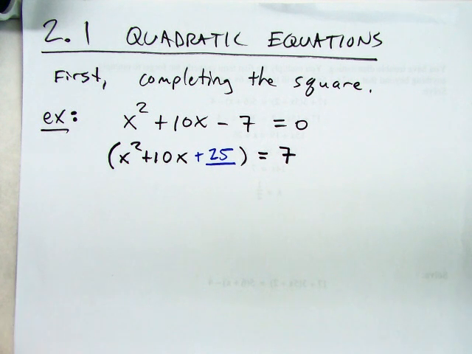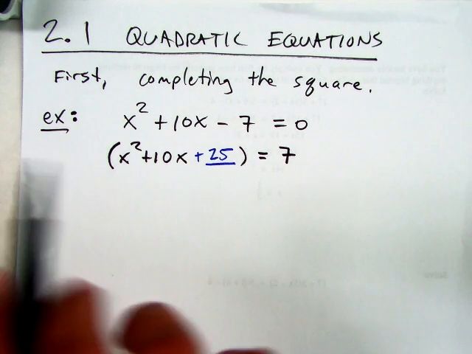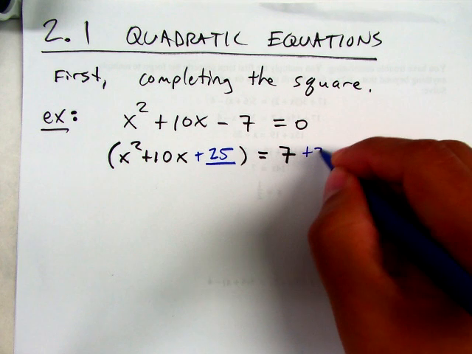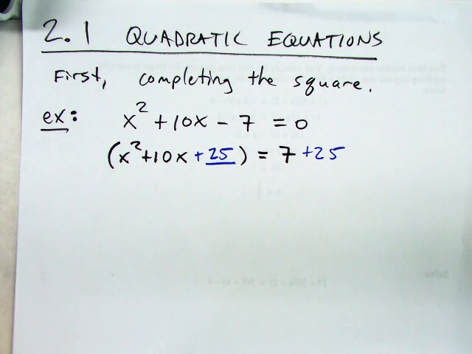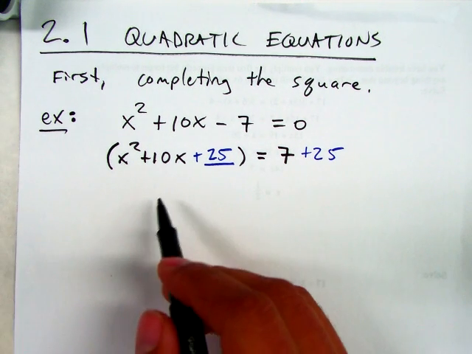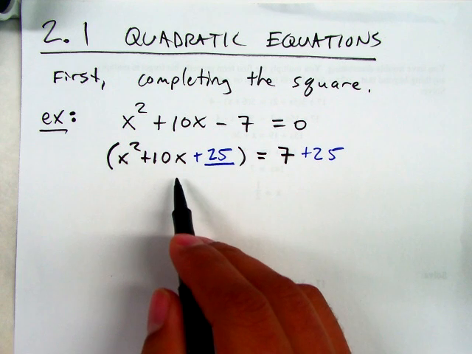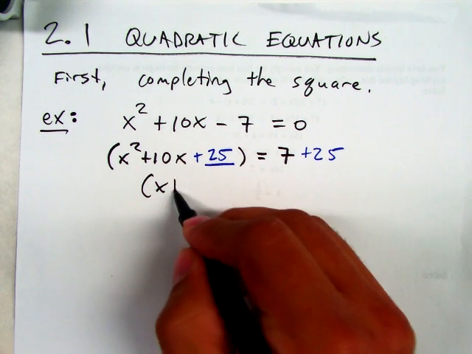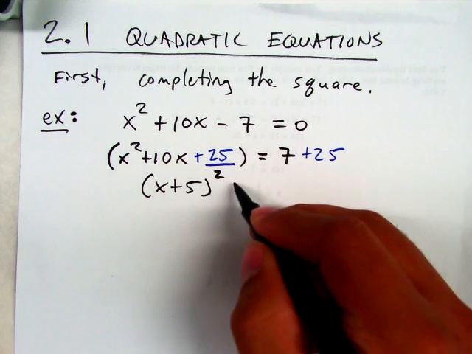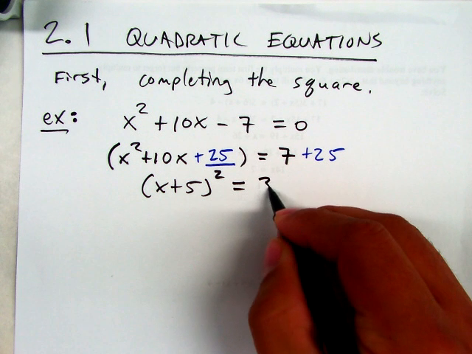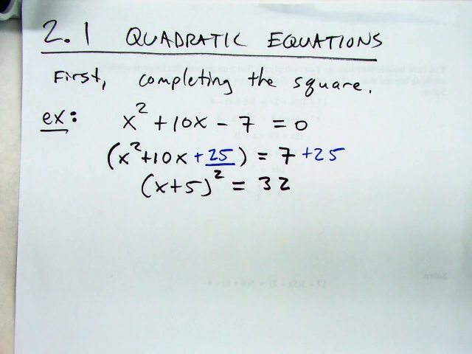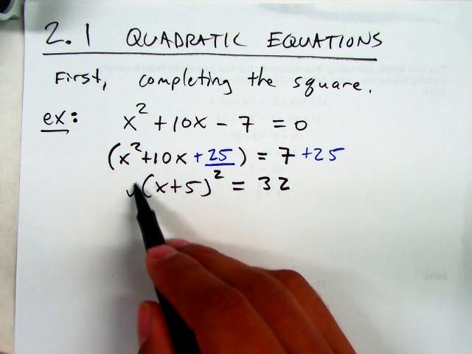Okay. And now if I add 25 on the left, add 25 on the right, and now we rewrite the equation. What's this going to factor into? You guys are on the ball today. X plus 5 squared, and this is going to be 32. Okay, and then now, instead of factoring or quadratic formula, what I'm going to do is square root both sides.